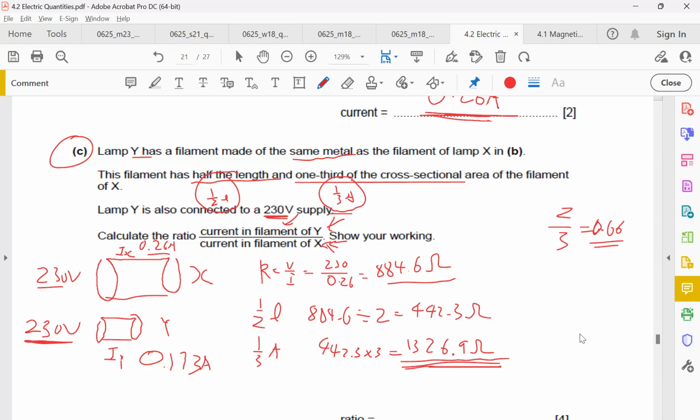Okay, you can do that also, but this is just for people understanding how the currents are related. You guys correct? 0.66.